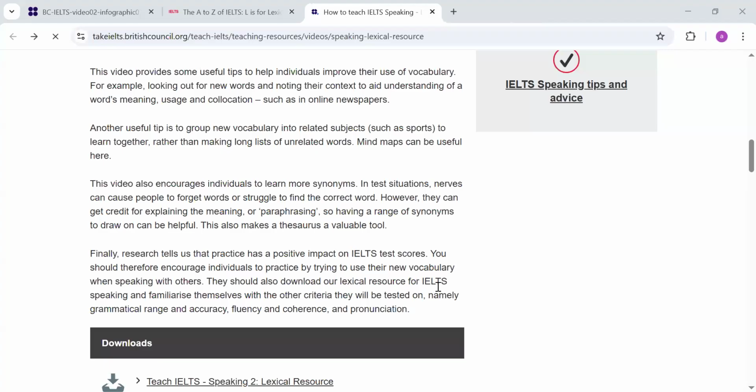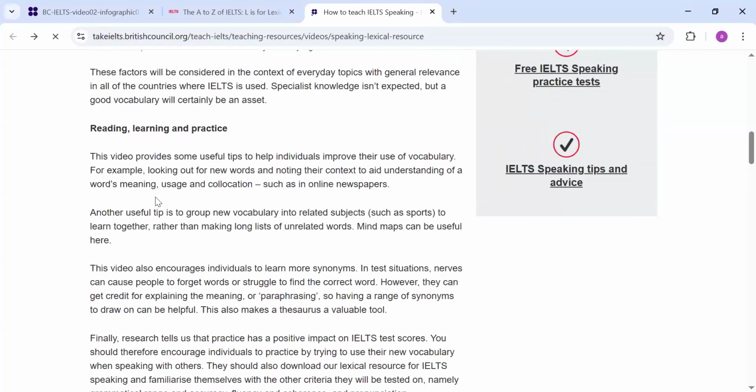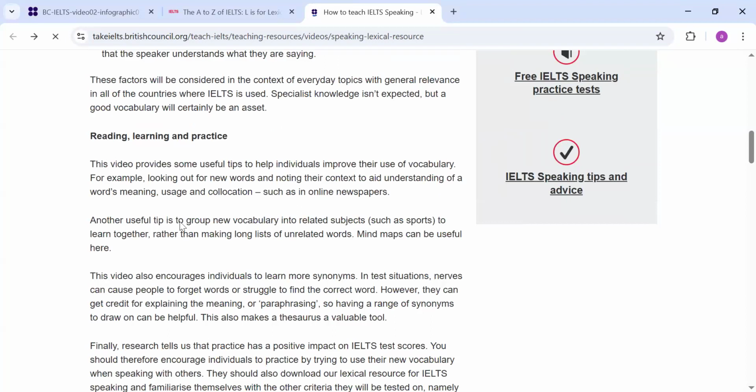Let's discuss it. Ma'am, I hope my screen is visible now. Let's see what the mind map technique is. Another useful tip, ma'am.